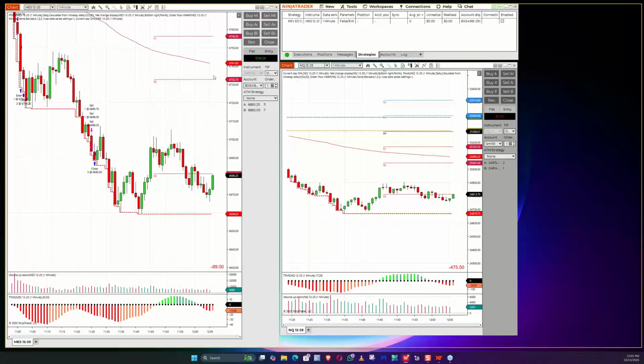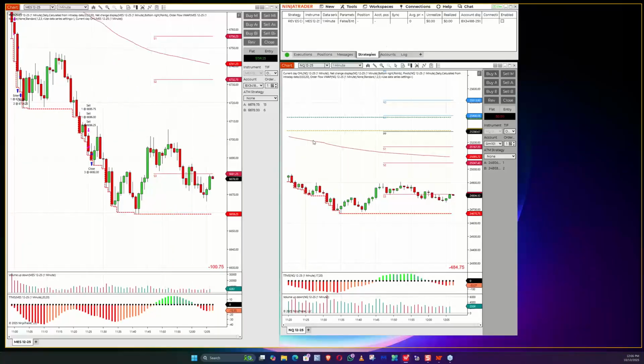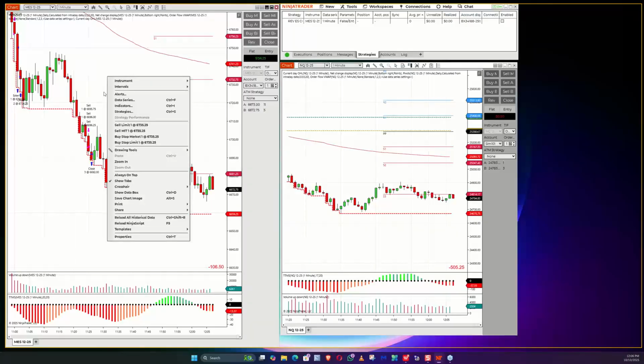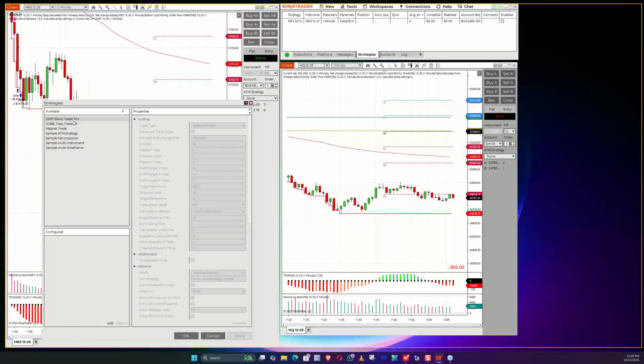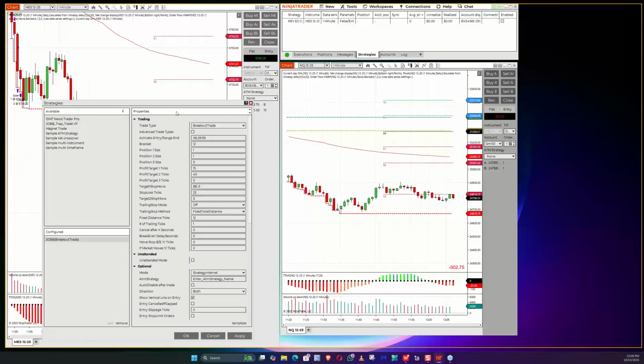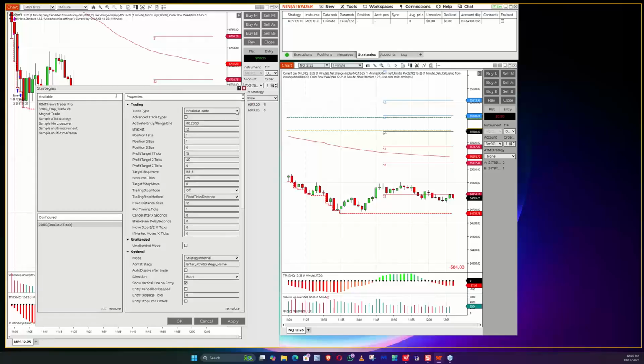So here's NinjaTrader. This is the NinjaTrader platform. Our software installs into the platform and becomes a part of it. So all you have to do is right click the chart, click the word strategy, double click news trader, and that opens up all of my strategies.